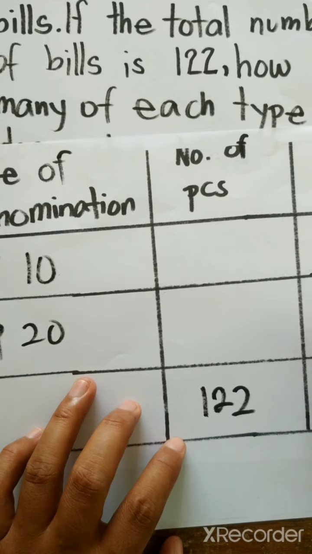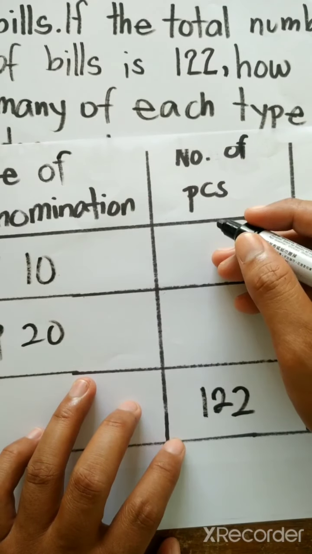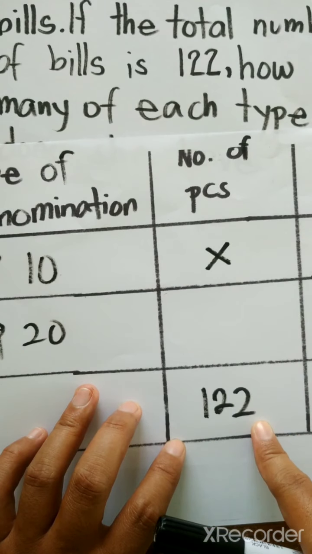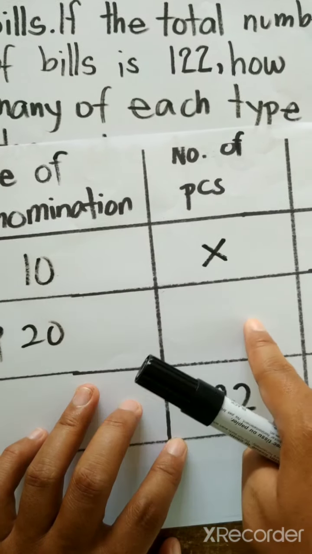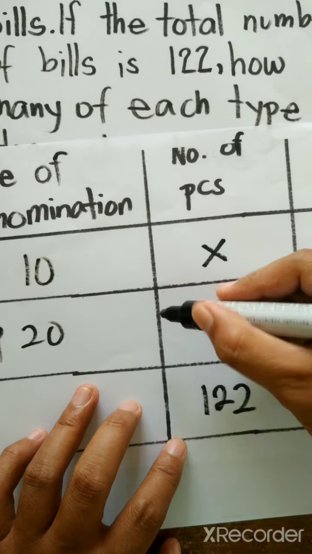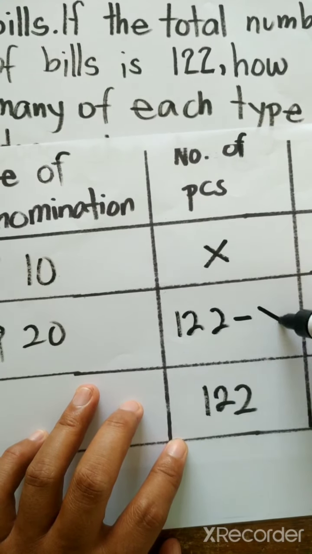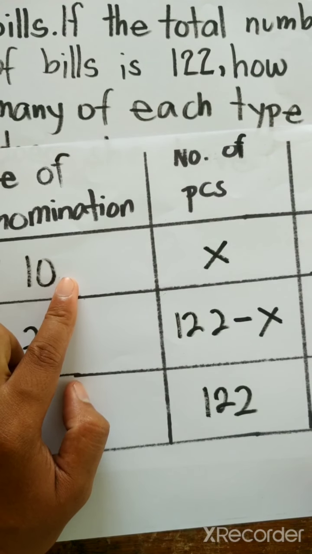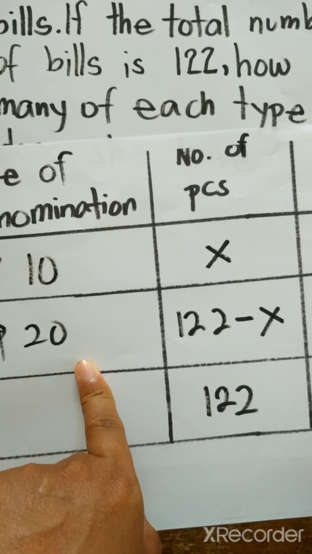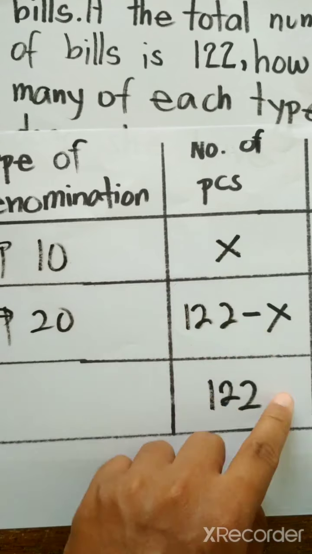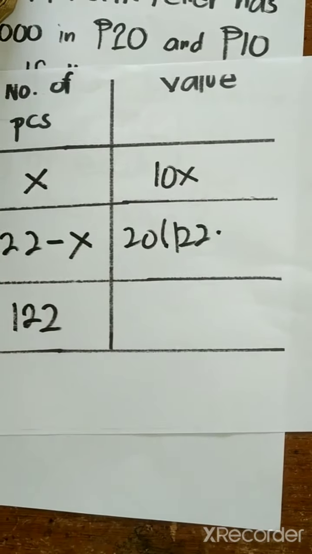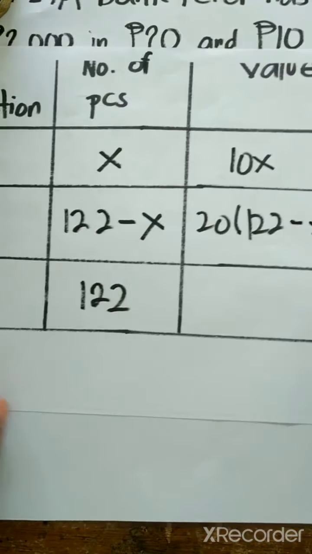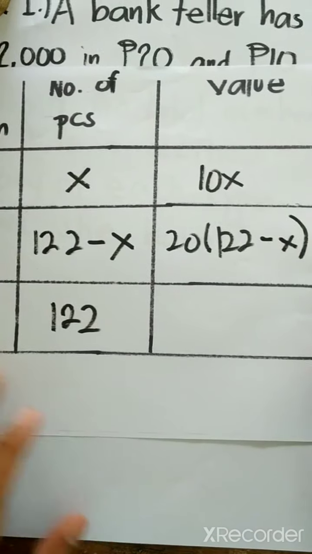I don't know how many pieces of 10 peso bill there are, so I will just write x. Which means to know my number of pieces in 20 peso denomination, I need to subtract it from 122. Let's say, for example, I have one 10 peso bill. How many 20 peso bills are there? Of course, 122 minus 1 would give me 121. So in general, 122 minus x.